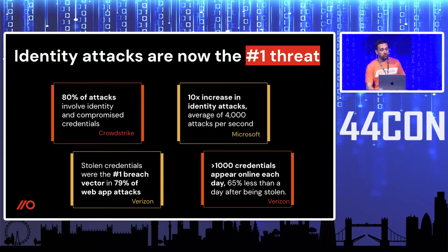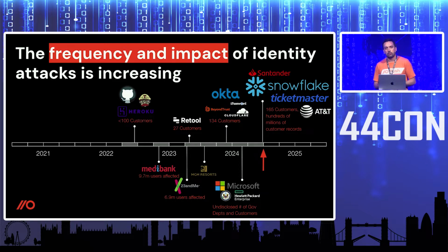So how has the threat landscape changed? Well, identity attacks are now the number one attack. Even a very endpoint-focused company like CrowdStrike has said 80% of attacks involved identity and compromised credentials. Microsoft has said there's been a 10 times increase in identity attacks. And Verizon has said stolen credentials were the number one breach vector in around 80% of web attacks, and 1,000 credentials appear online each day. So they've already become the number one threat. This is not what's next. This is what's already happening. And we can see this in the frequency and impact of attacks as well.